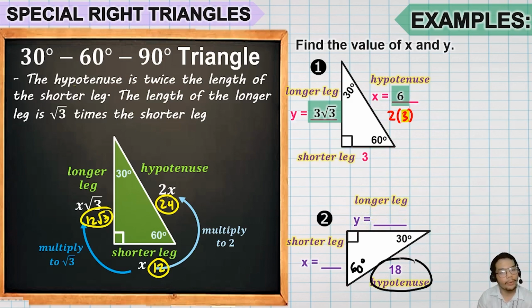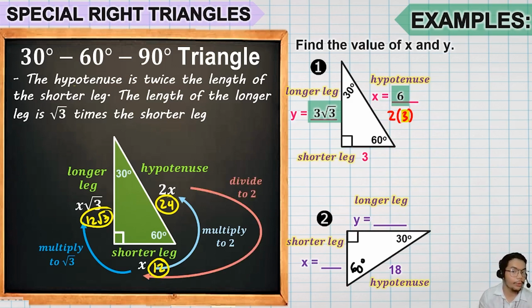So kung ang hypotenuse natin ay 18, punta tayo sa shorter leg. Paano natin makukuha yung shorter leg? O kabaligtaran lang, if nagmumultiply tayo ng 2 galing shorter leg papuntang hypotenuse, baligtarin natin. Divide naman tayo ng 2, galing hypotenuse papuntang shorter leg. So if the hypotenuse is 18, we divide 2 from that, we'll get x is equal to 9, or your shorter leg is equal to 9.